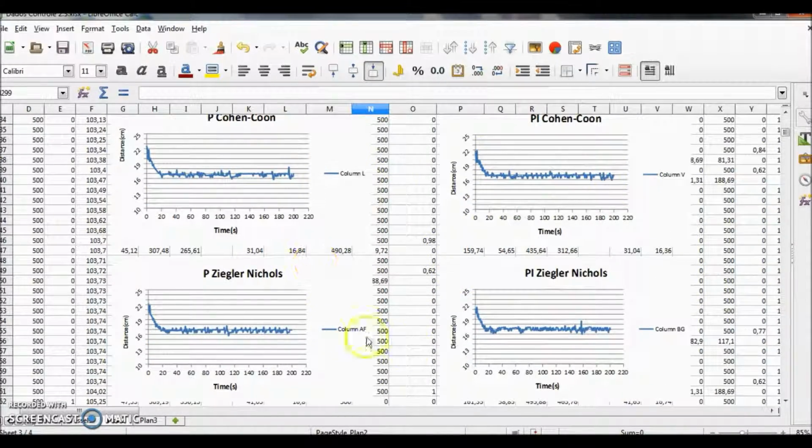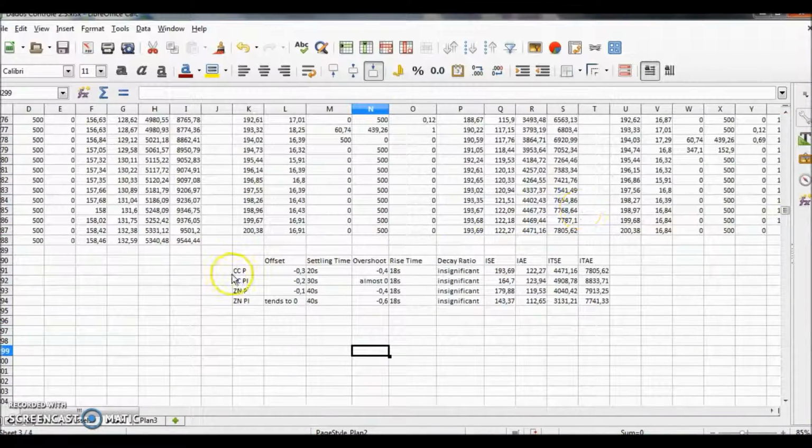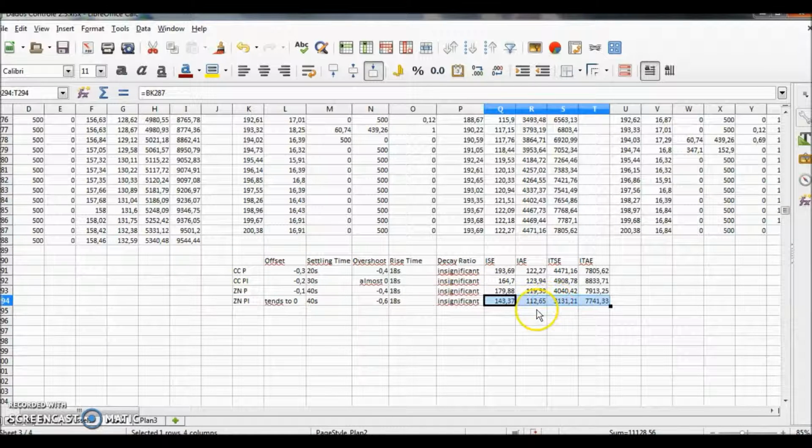Here are the graphics in global scale. By their observation, it is not possible to say which tuning is better. Passing to the performance criteria, it's observed that they corroborate the efficiency of the PI Ziegler-Nichols, although the values are close between all four tunings.